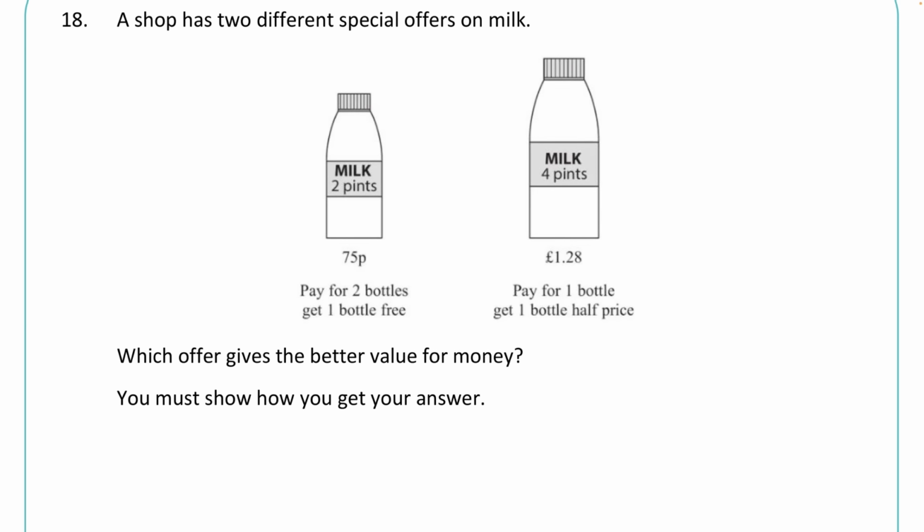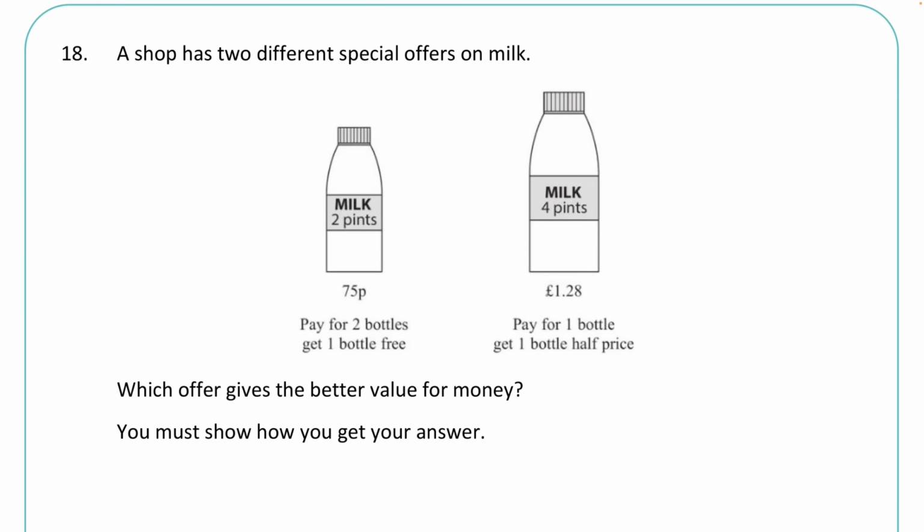Question 18 is looking at which is better value for money. Now this one does have an added layer of complexity in it because we do have some offers going on alongside it. So it says which offer gives the best value for money, and you must show how you get your answer. So for this one, we have milk sold in 2 pints, and that's 75p, but it says pay for 2 bottles, get 1 bottle free.